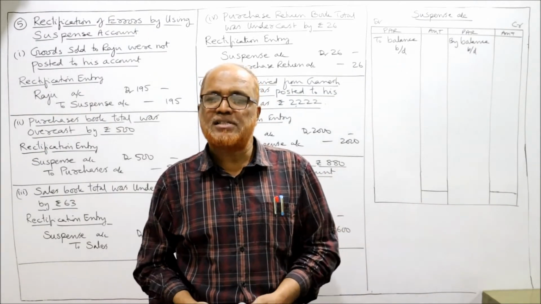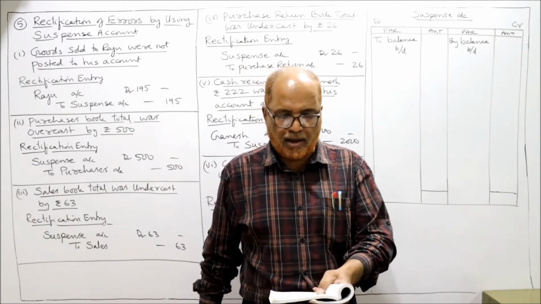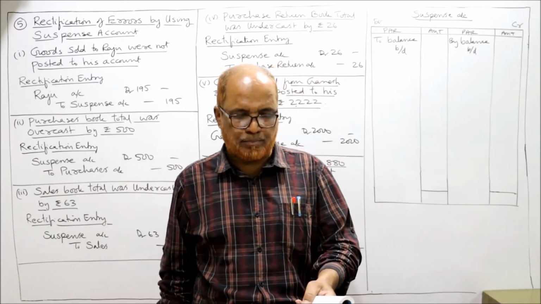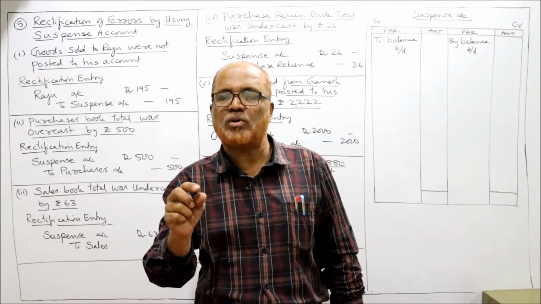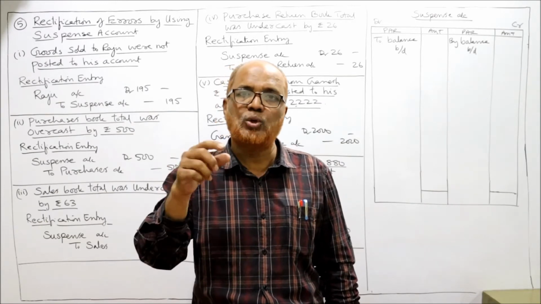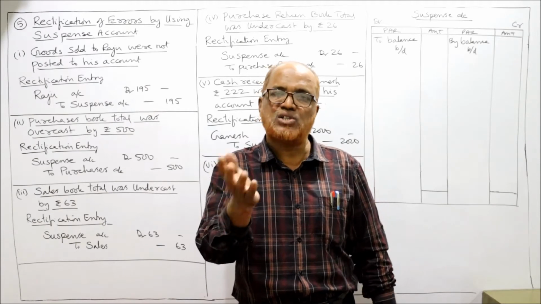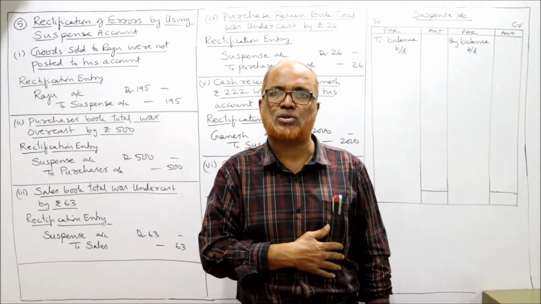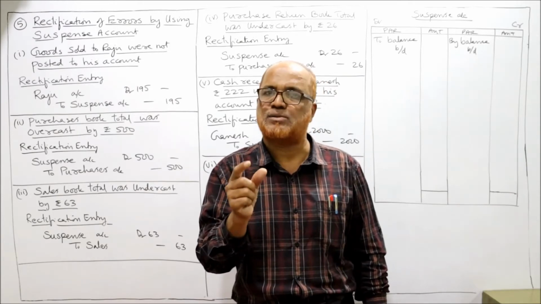Come on students, now we'll start problem number 5. See, the 5th problem I am reading out. Rectify the following errors by using suspense account. In the previous problem, this sentence was not given. First time it is given that rectification of errors by using suspense account. That means already we have transferred the difference to suspense account. Now we have to rectify the errors by using suspense account.